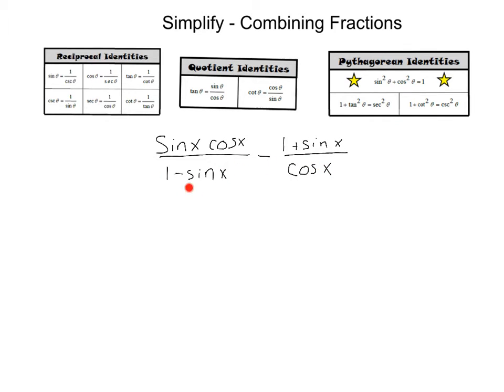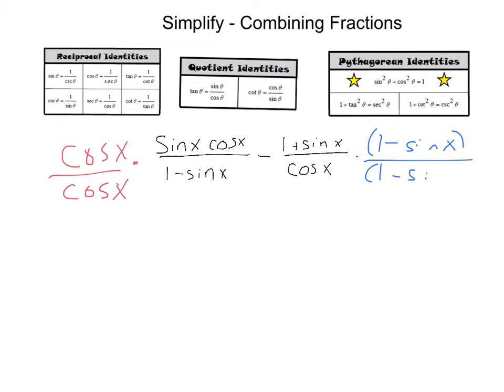Looking at this denominator over here, I have 1 minus sin x, but I do not have a cosine x. So I'm going to go ahead and multiply the left, top and bottom, by cosine x. Looking at the right side, my denominator has cosine x, but it is lacking 1 minus sin x. So I'm going to multiply the right by 1 minus sin x, and of course, both the numerator and the denominator.